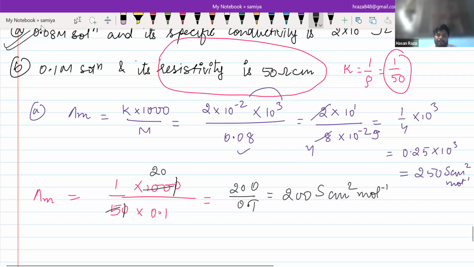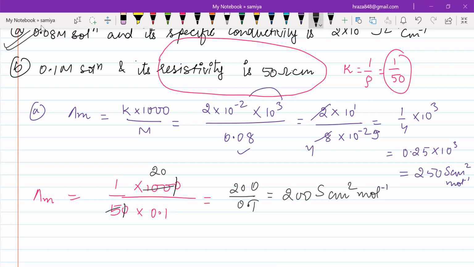So which one has more or larger molar conductivity? A? The first one, yes or no? Madhya, Samia? Yes. Okay, so please write it.